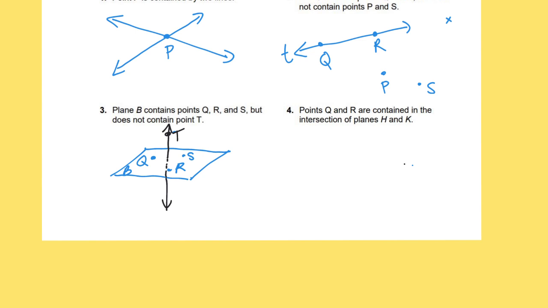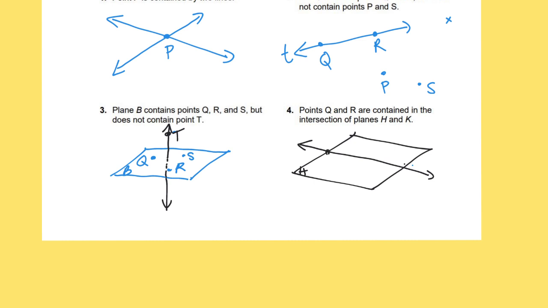So we've got to draw 2 planes that intersect at a line. Okay, so I would suggest that you start by drawing a plane like this. And then I would suggest that you draw a line going through it. Okay. And it says this is plane H right here. And let's see, points Q and R are contained in the intersection of planes H and plane K.